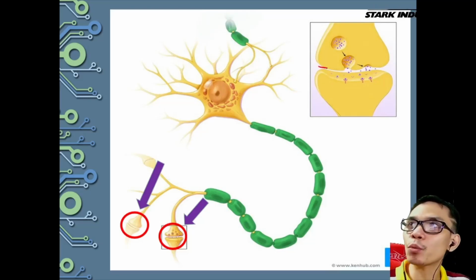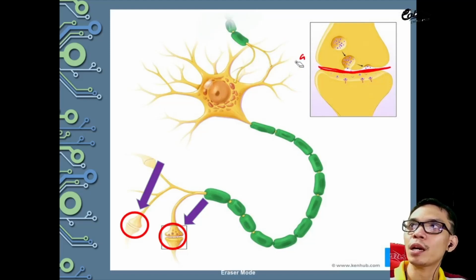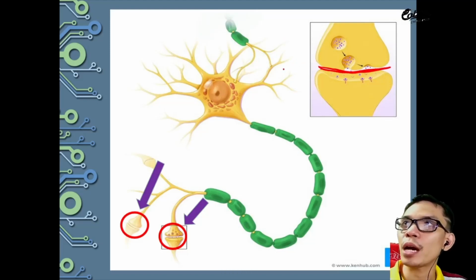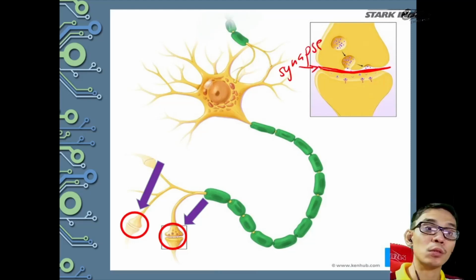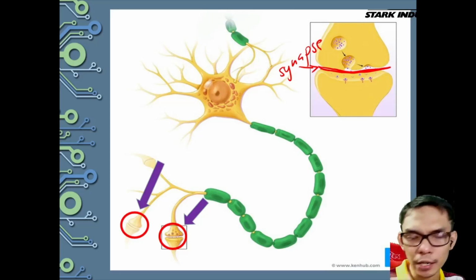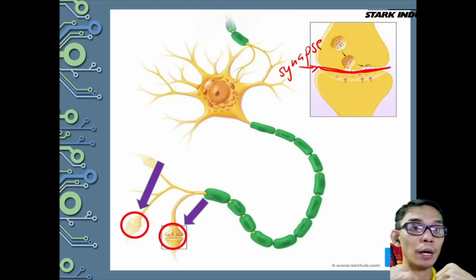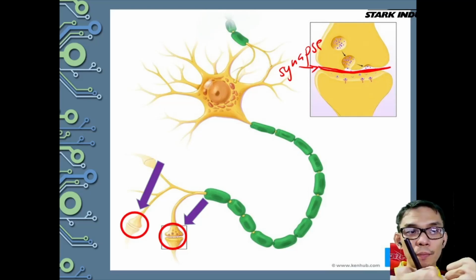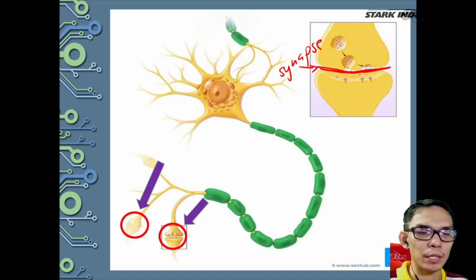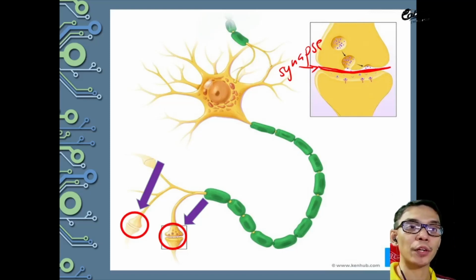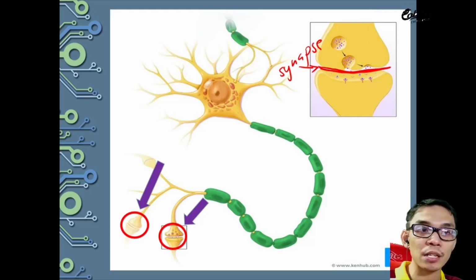The space between these two neurons that we have right here is called the synapse. Let me rewrite it once again. So we have the synapse, the space between the two neurons. They are not connected to each other, but they have a space in between. This is the postsynaptic terminal, which in other cases is also known as the motor end plate.